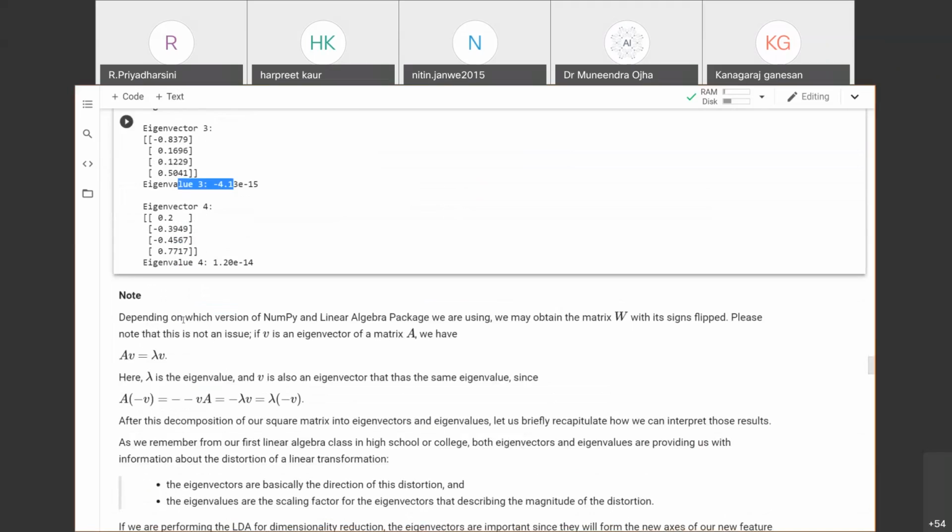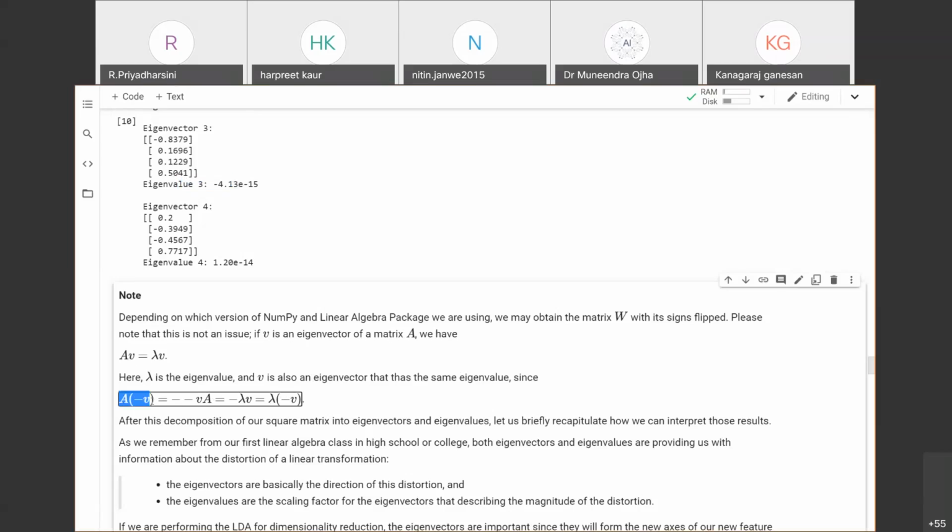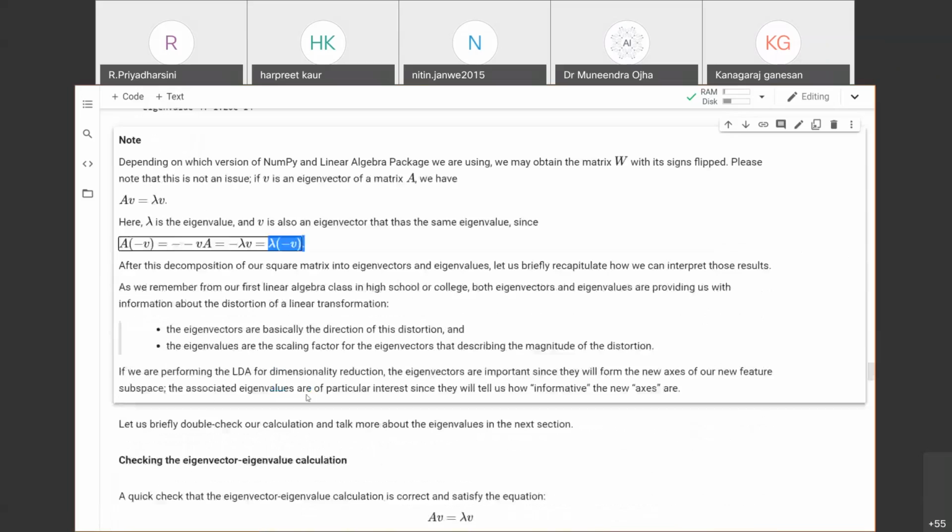Now, depending on which version of NumPy and linear algebra package we are using, we may obtain the matrix W with its signs flipped. Please note that this is not an issue. If v is an eigenvector of matrix A, we have Av equal to lambda v. Here lambda is the eigenvalue and v is the eigenvector. If v becomes negative, it will be negative on both sides: A times minus v will again be lambda times minus v. So that will not be an issue.